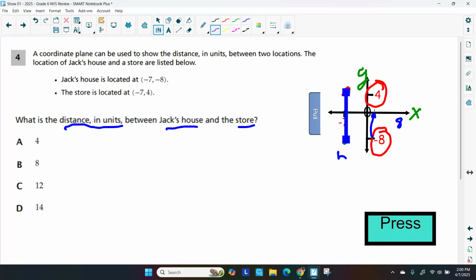Now let me count from 4 to the x-axis. So I'm going to count down. 4, 3, 2, 1, and that's 4. And there's my distance between the two. 4 boxes on top, 8 boxes on the bottom. That's a total of 12 boxes. So the distance between Jack's house and the store is 12 boxes, or 12 units, if you want to say. So that's choice D.